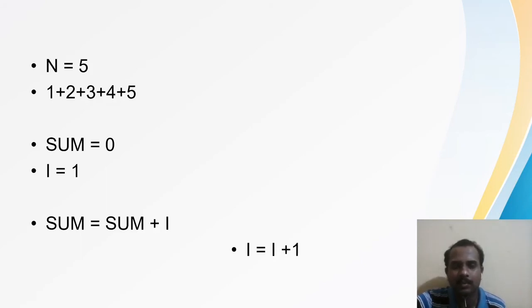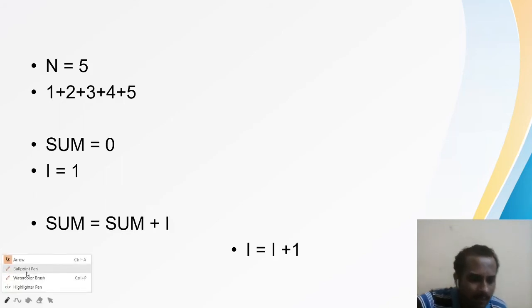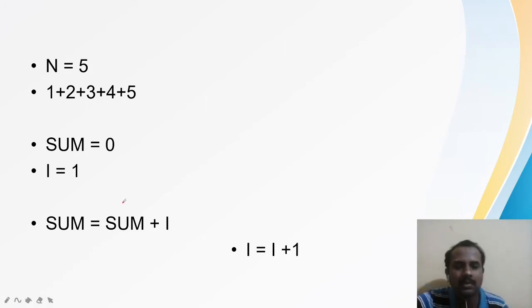Now let me assume that initially sum is equal to 0 and I initialize I is equal to 1. Let me write the formula: sum is equal to sum plus I. What is I? I is 1. What about sum? Sum is 0. So what will happen? Sum will become 1.